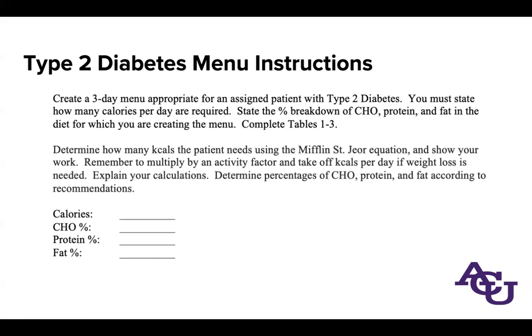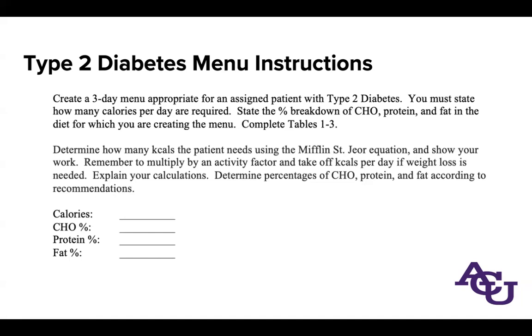Determine how many kilocalories the patient needs using the Mifflin-St. Jeor equation and show your work. Remember, based on this equation, you need to multiply it by an activity factor, how much activity the person does per day, and take off kilocalories per day if they need to lose weight. Explain your calculations and determine percentages of carbohydrate, protein, and fat according to the recommendations.